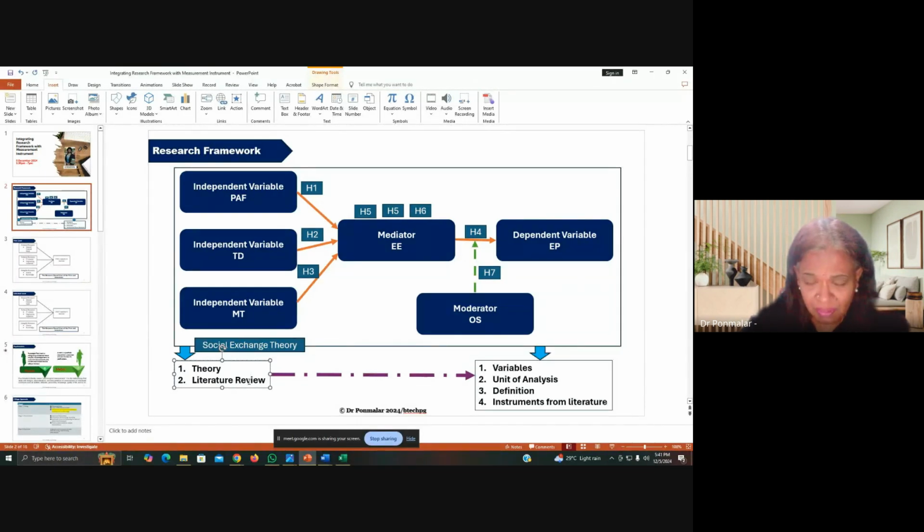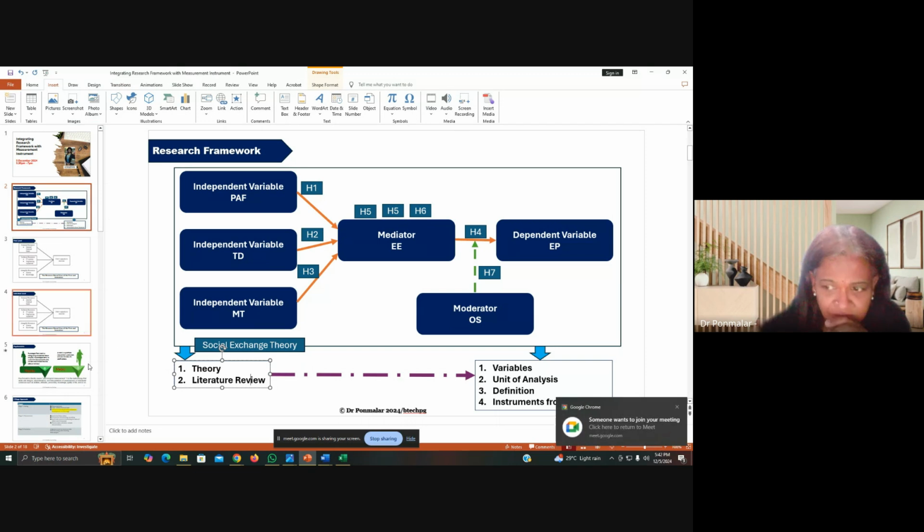Okay, so that's the most important thing. Work with the theory if you are new. But if you are halfway through, we can't do much, especially when you have done your proposal defence and everything. The framework is already ready, so we can't do much. We have to make do with what we have. No issue on that. Okay, so this is theory from the literature review.